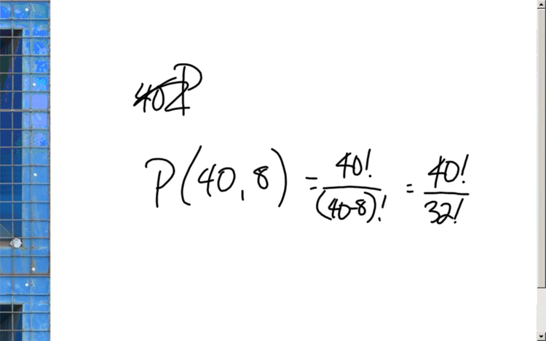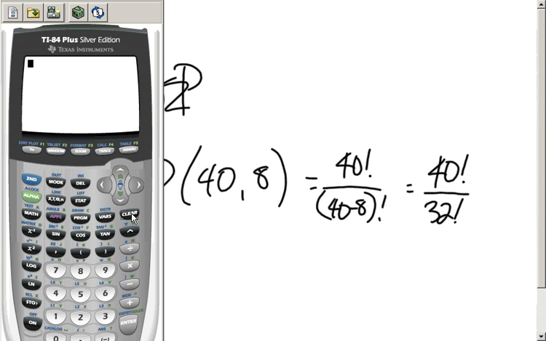In terms of typing that in on your calculator, you should have a factorial key somewhere. On the TI-80 whatevers, it's going to be underneath your math options. So for that, you'd hit 40, and then math, go to probability, choose option 4, divided by 32, math, factorial. And you get a very, very large number, about 3 trillion different ways that you can pick 8 things out of 40.